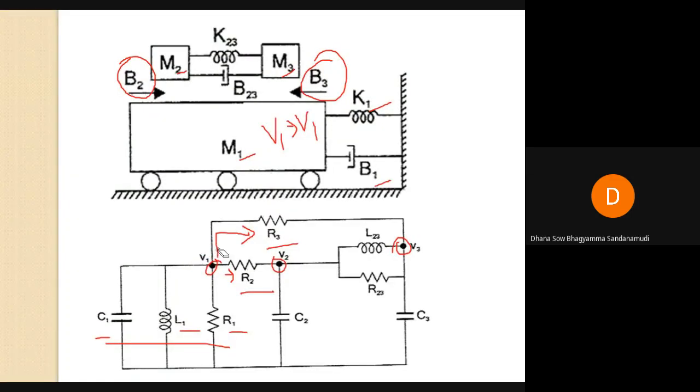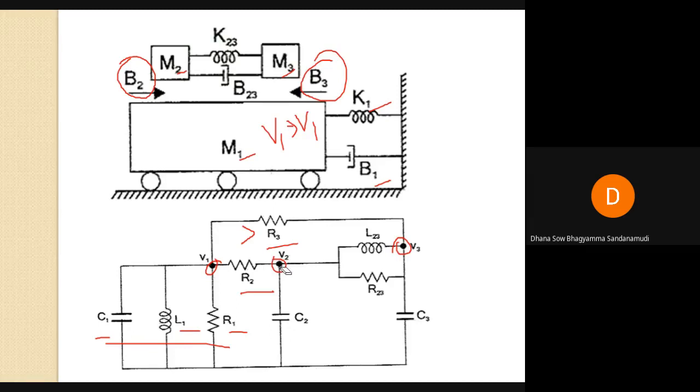To node 1, M1, K1, B1 are connected in parallel, these three elements, and B3, B2 are also connected. B3, B2 are nothing but 1 by R3 and 1 by R2. So connect R2 to this node and R3 to this node. R2 is connected between node 1 and node 2, isn't it? So consider this is node 2, with node voltage V2 here.